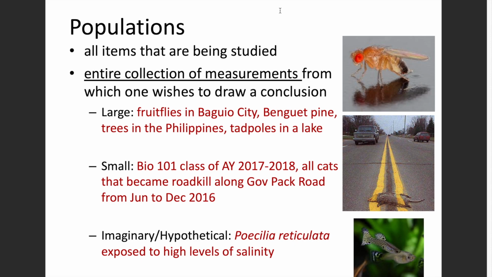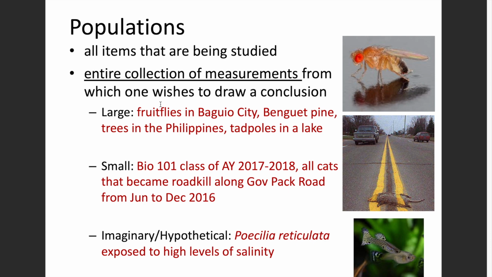What do you know about populations? In statistics, population is usually all the items that are being studied. It is the entire collection of measurements from which a person would wish to draw conclusions. There are, of course, large populations. For example, fruit flies in Baguio City, Benguet pines, trees in the Philippines, tadpoles in a lake. That's a very large population. And there's also a small population. For example, the Bio 101 class of academic year 2017 to 2018, or all cats that became roadkill along Governor Pack Road from June to December 2016.